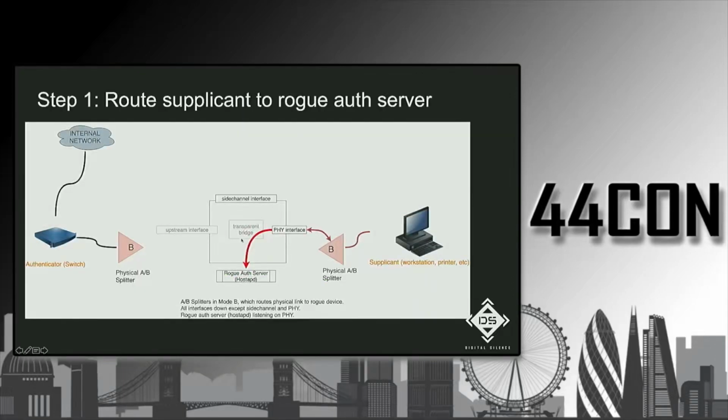When we want to perform the attack, we bring down the upstream interface, the bridge interface, because we're not really using it, and leave the phi interface up, and we start hostapd, listening on the phi interface. We put these mechanical switches both in mode B. That connects the switch, the authenticator, to this network interface, which is not currently up. So from the switch's perspective, nothing's connected to it. From the supplicant's perspective, it is connected to this phi interface, which is running the authentication server. Then we essentially force the supplicant to authenticate.